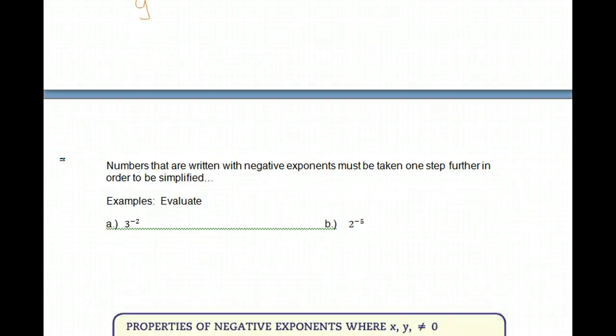Now, variables aren't the only ones that follow this rule. Numbers that are written with negative exponents must be taken one step further in order to be simplified as well. So what I'd like you to do is go ahead and follow the pattern that we've just been following, and then evaluate that exponent as well. Go ahead and pause the recording and see what you come up with, and then we'll come back together and check your work.